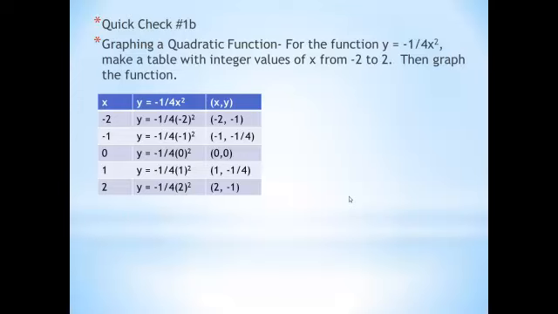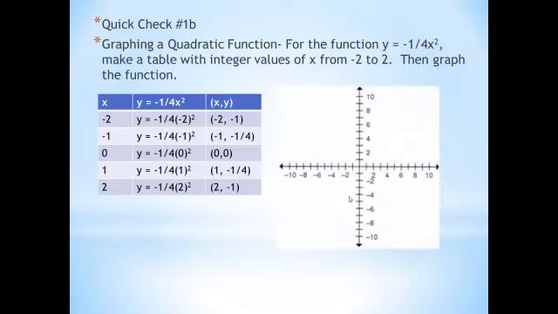So we have y equals negative 1/4 times negative 2 squared. Then y equals negative 1/4 times negative 1 squared. Then y equals negative 1/4 times 0 squared. Next, y equals negative 1/4 times 1 squared. And finally, y equals negative 1/4 times 2 squared. For our coordinates, we have negative 2, negative 1, negative 1, negative 1/4, 0, 0, 1, negative 1/4, and 2, negative 1. Please pause the video at this time to complete your table.